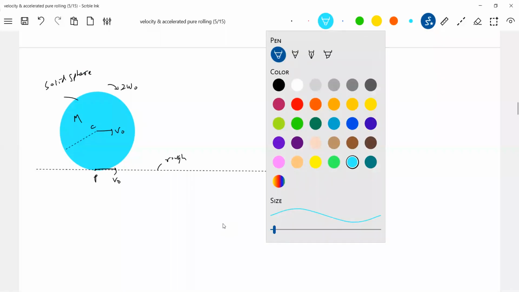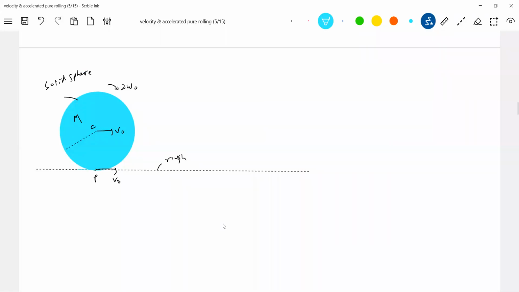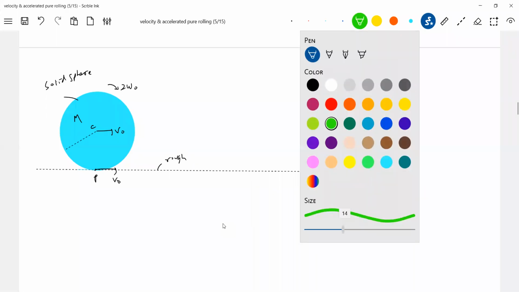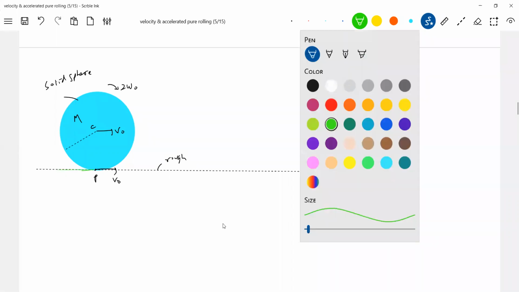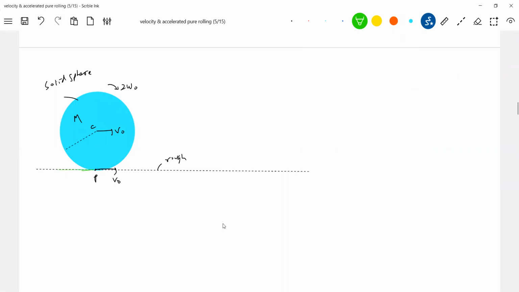Tangential velocity is, how much? R into 2 omega naught. I'm showing a thick arrow so that it will be easy for you.